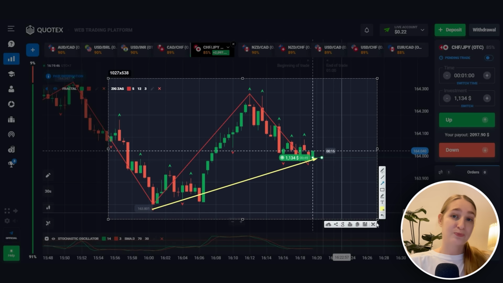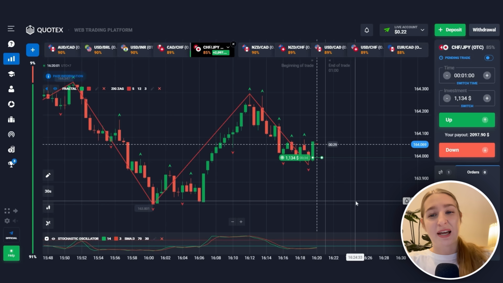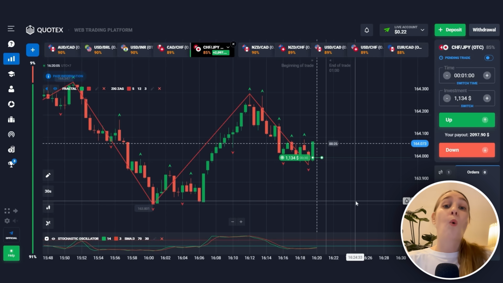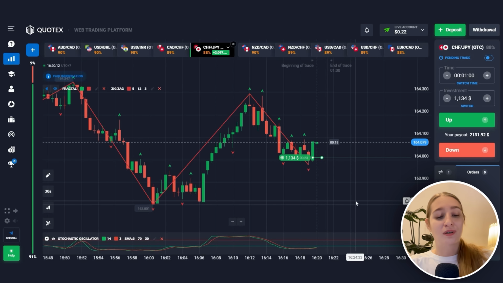perform its reversal. Well, guys, I would like to say that this trading strategy is suitable even for beginners and for all platforms. That is why I have been using this strategy for so long.